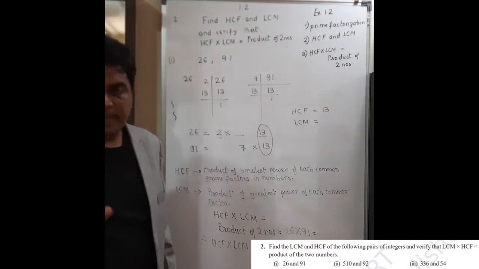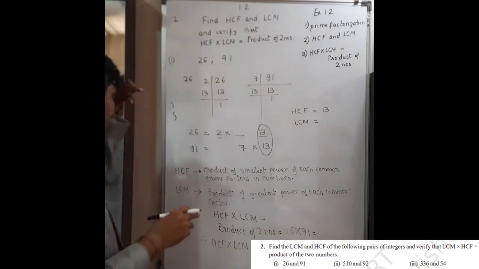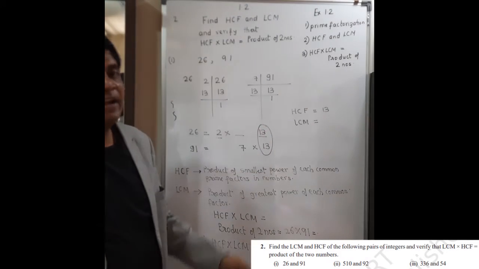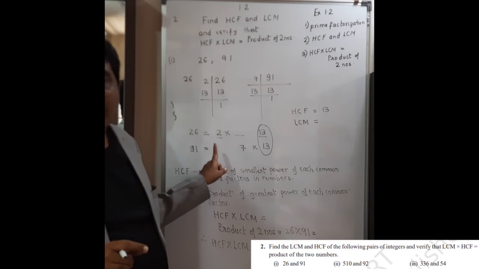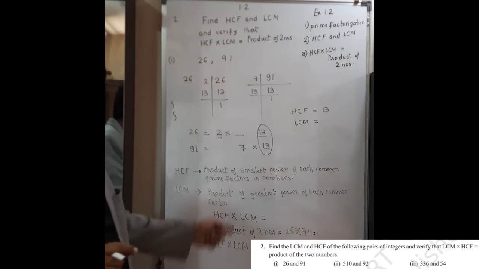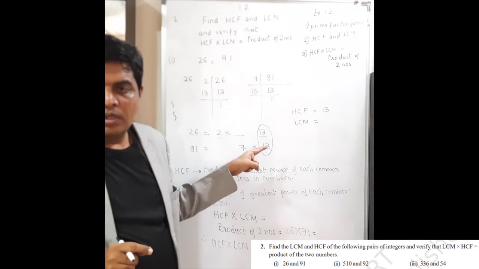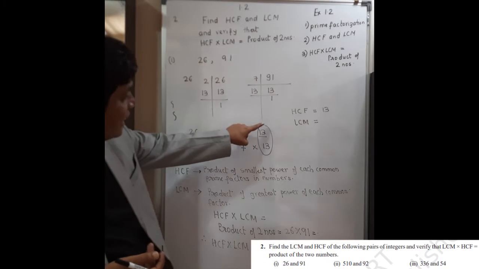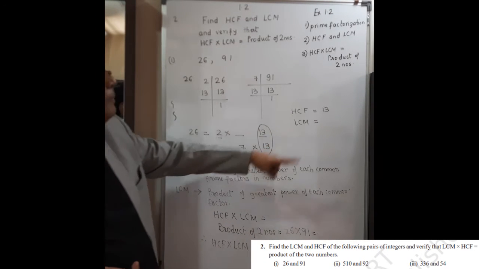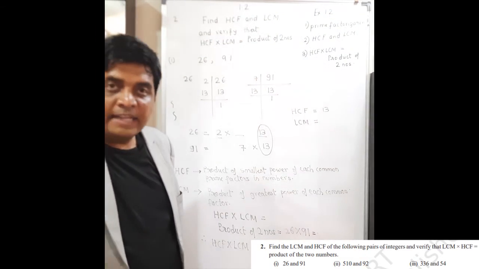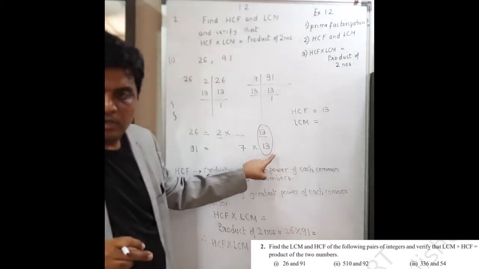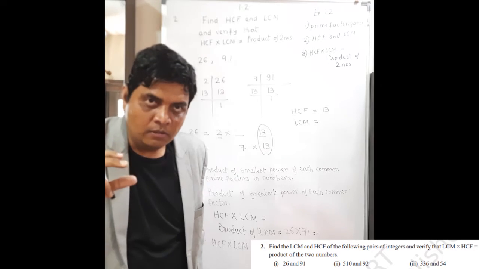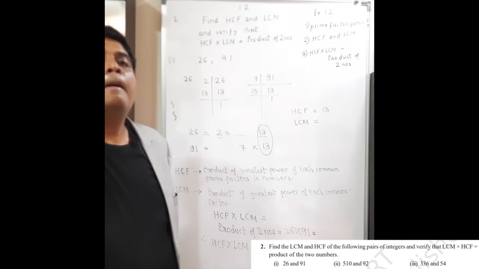Now for finding the LCM. HCF was only the product of common factors. Only common factors you have to take. But for LCM, you will have to take all the prime factors. And if there are some common factors, then you have to take the bigger power. So in case it is 13 raised to 1 and 13 raised to 2, then you will be taking 13 raised to 2. In HCF, you have to take only the common factors. But in LCM, you have to take all the factors. Whichever factors are common, amongst them, you have to take the bigger power.